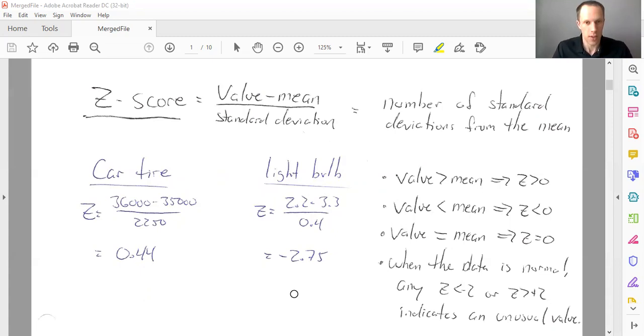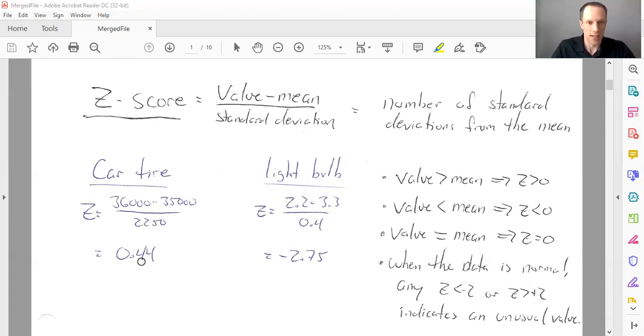Now, when it comes to answering the question about whether any of these events are unusual, we have to go back to that empirical rule that we talked about in our last video. If you remember the empirical rule from the last video, we said that for normally distributed data, 95% of the data is within 2 standard deviations of the mean. Since only 5% of the data is more than 2 standard deviations away from the mean, we would say it's pretty unusual to be that far away from the mean.